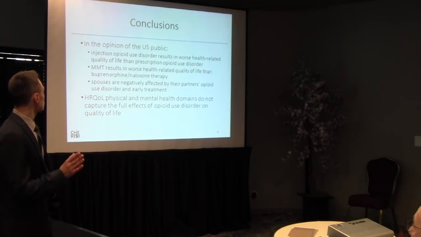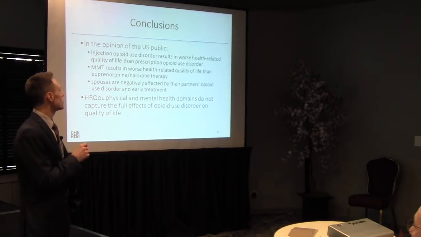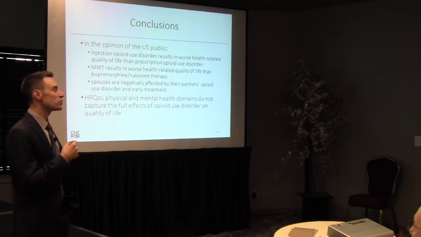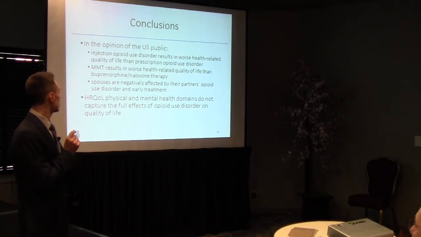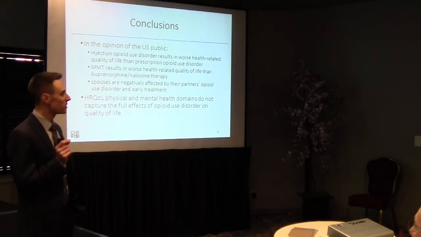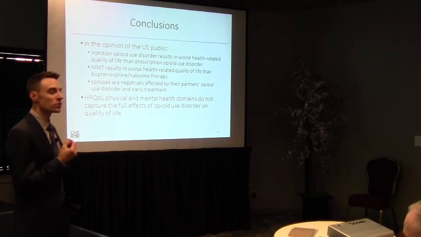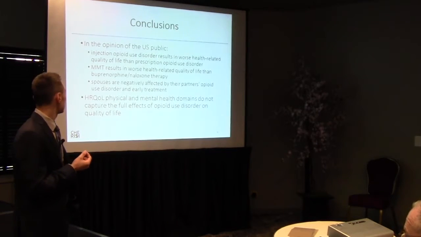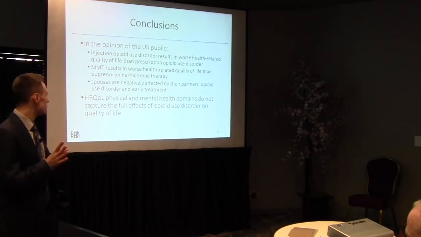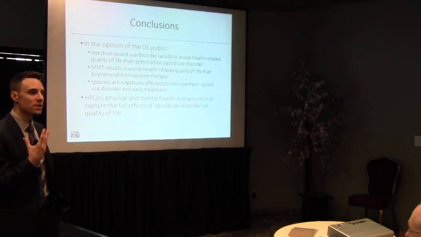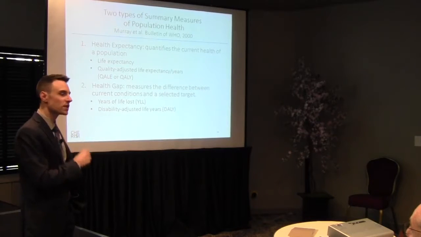So the conclusion from this is that, in the opinion of the US public, injection opioid use disorder results in worse health-related quality of life than prescription opioid use disorder. Methadone therapy results in worse health-related quality of life than buprenorphine naloxone therapy. And spouses are negatively affected by their partner's opioid use disorder, particularly in early treatment. And health-related quality of life, physical and mental health domains, do not capture the full effects of opioid use disorder on quality of life. That's the big take-home message, which we talked about before, and it just shows us that that is the case.